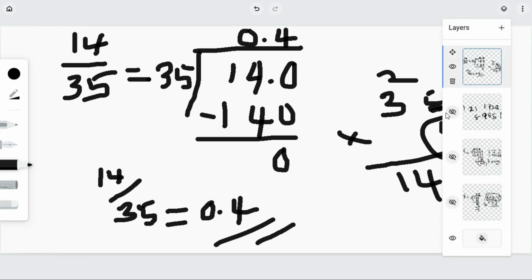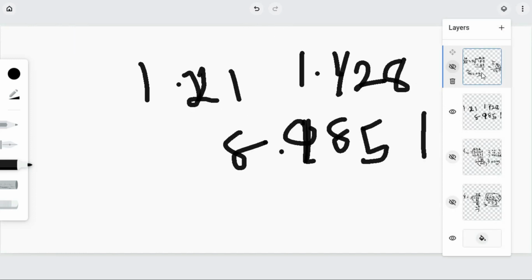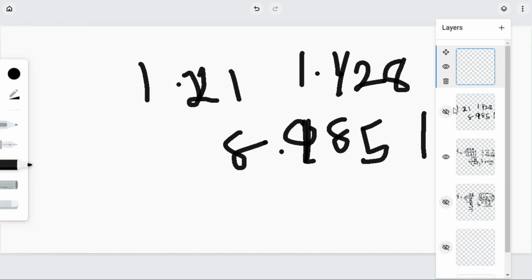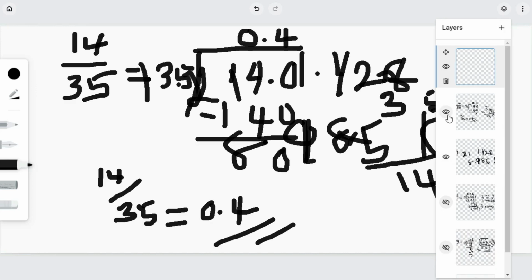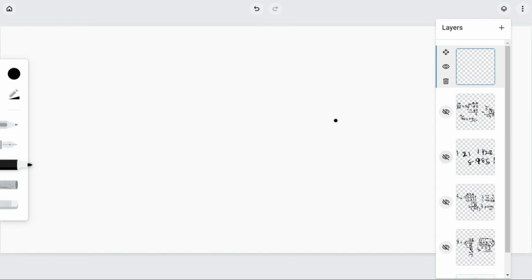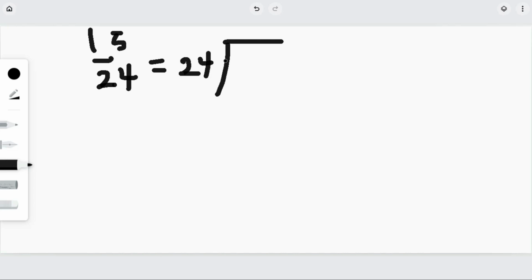So let me show you one exercise that you can quickly do by yourself. The question is 15 over 24. Now you can just write like this. 24 will be here and the 15 will be here. Now how many 24s can I find in 15? That's 0. Put 0, put a decimal point here, so write 0.